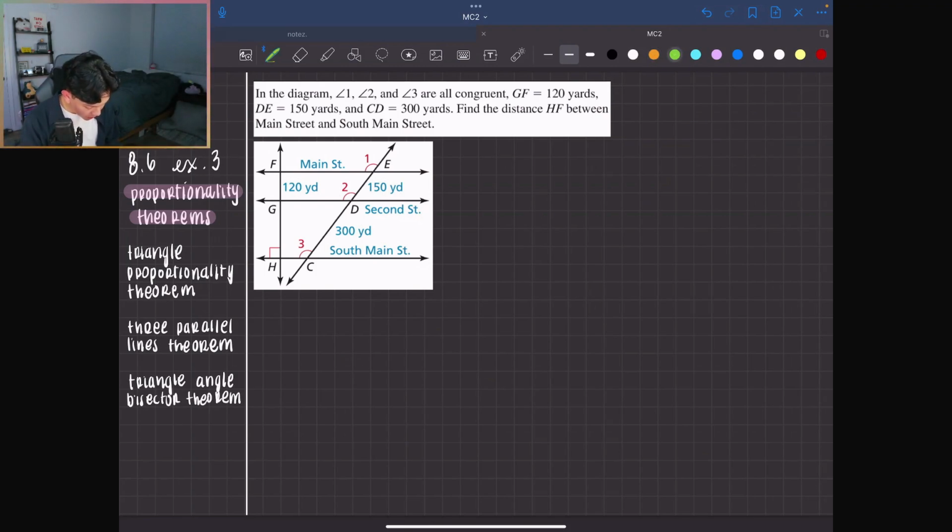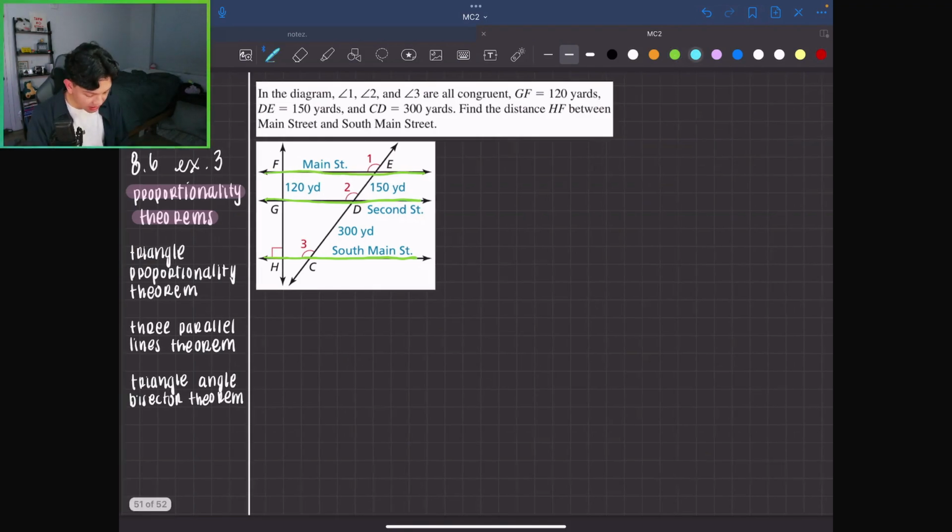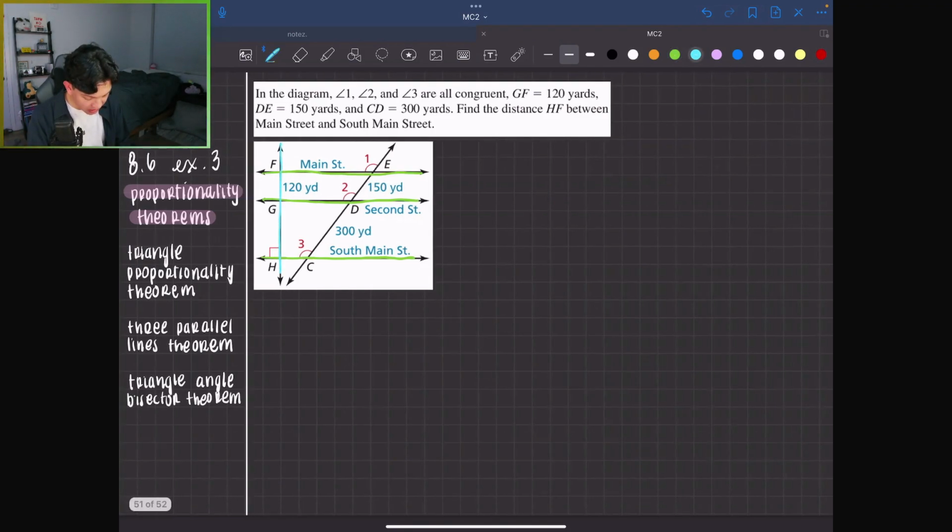I notice here we have three parallel lines: 1, 2, 3. And we have two transversals. Transversals are just lines that cross through another line. So this here is a transversal, and this here is a transversal. So if we have three parallel lines, then they divide the transversals proportionally. Basically saying that we can set up a proportion here if we look closely, okay?